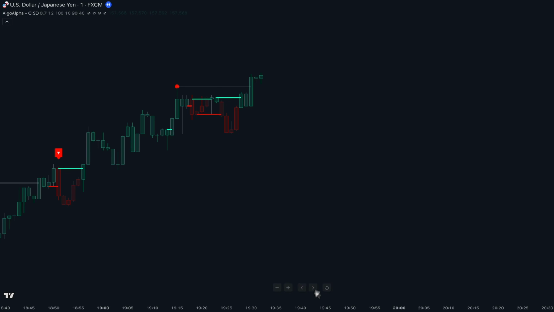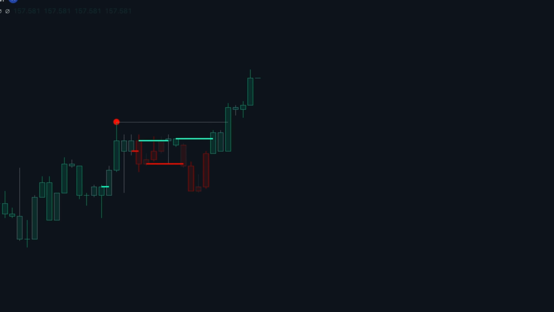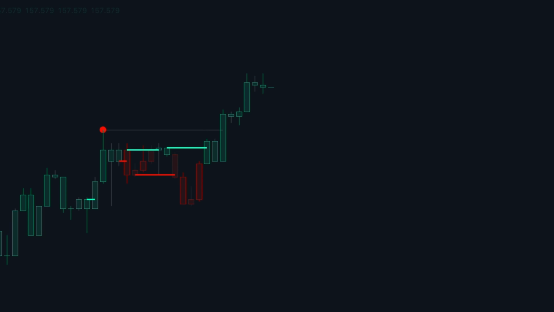Now a bearish example. Price is trending upward with strong momentum. Price pushes above a previous high, but price cannot continue higher. A red CISD line forms. This tells us buyers failed and sellers are now delivering.